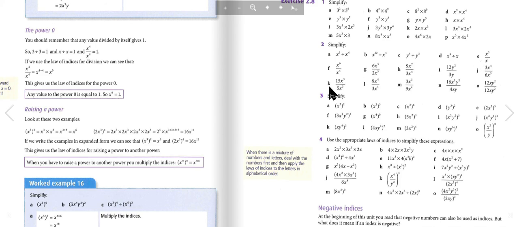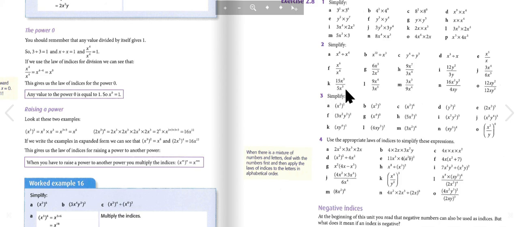x to the power of 6 divided by x to the power of 4. 6x to the power of 5 divided by 2x cubed. 9x to the power of 7 divided by 3x to the power of 4. 12y squared divided by 3y. 3x to the power of 4 divided by 6x cubed.